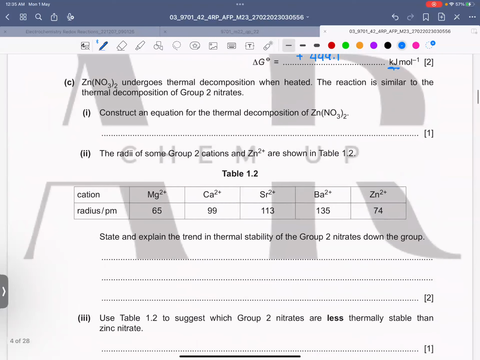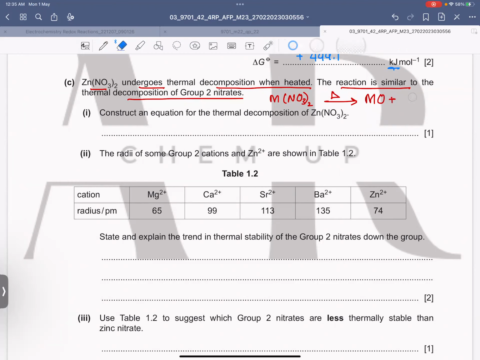Okay. Now, C part, zinc nitrate undergoes thermal decomposition when heated. The reaction is similar to the thermal decomposition of group 2 nitrates. So if you recall, for the group 2 nitrates, on decomposing, they turn into a metal oxide, nitrogen dioxide, and oxygen. So instead of M, we have to replace M by zinc.